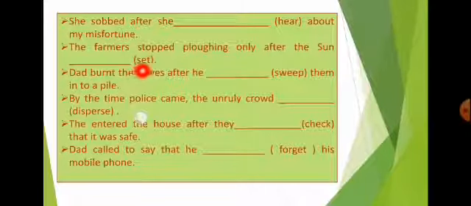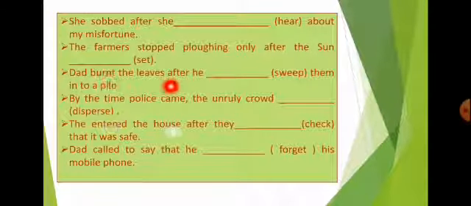Then we will write had and set. We will not change this word because there will be no changing. Set, set, set: first, second, third form will be the same. So, had set. The farmer stopped plowing only after the sun had set.